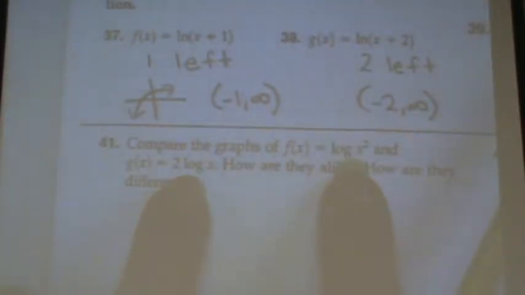These two, what is the difference between these two? They're the same graph. These are exactly the same graph. 2 times the log of x, these are both base 10. These are the same graph. They are the same.